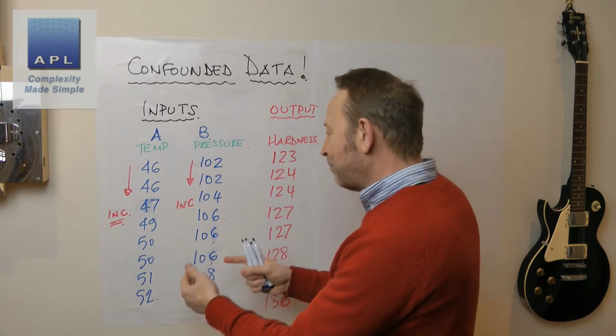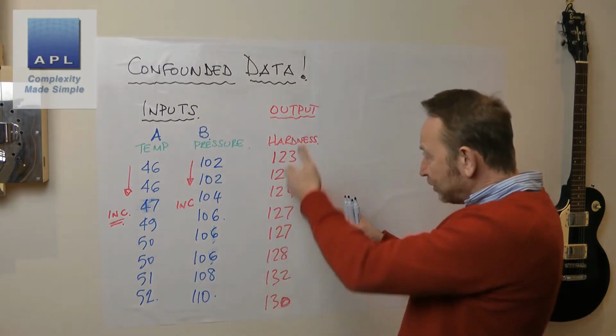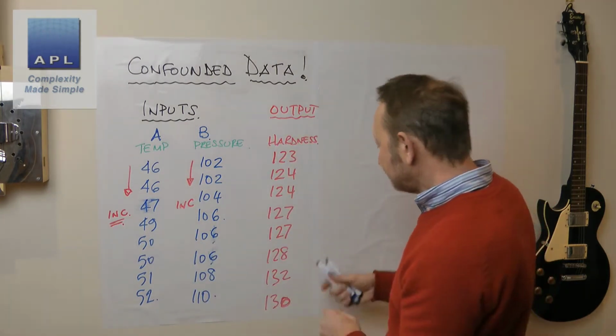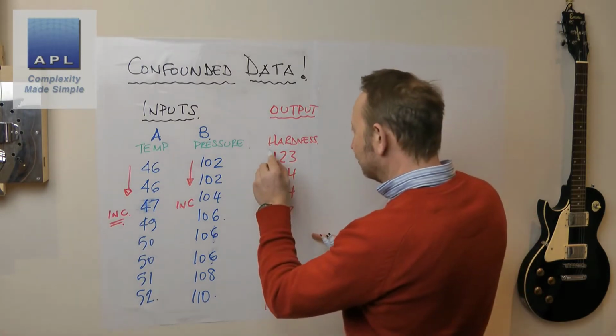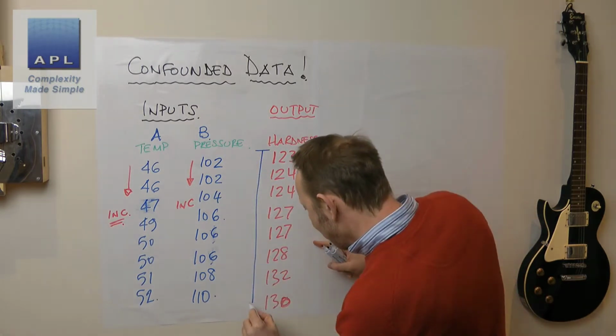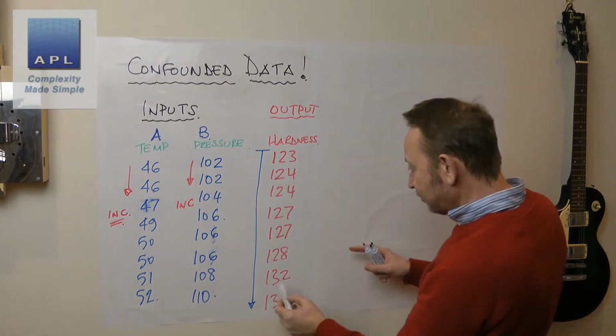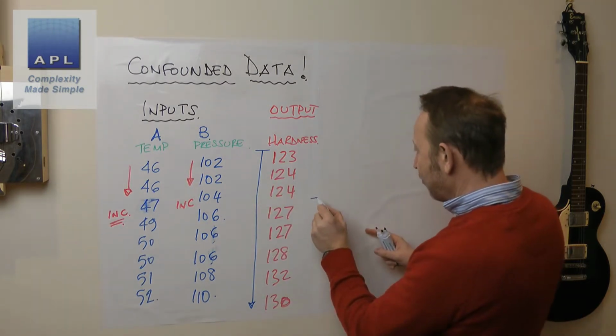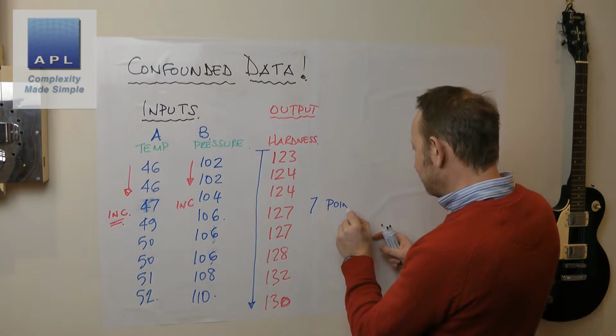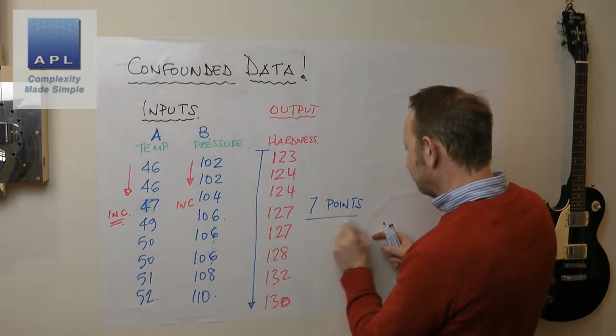What's going to happen now, of course, is that the hardness value is also increasing. If you look at what's going on, as we ran down the table, the hardness has increased by approximately 7 points.